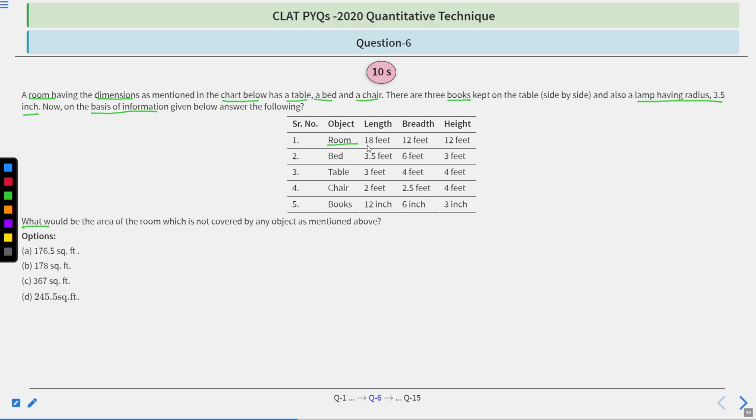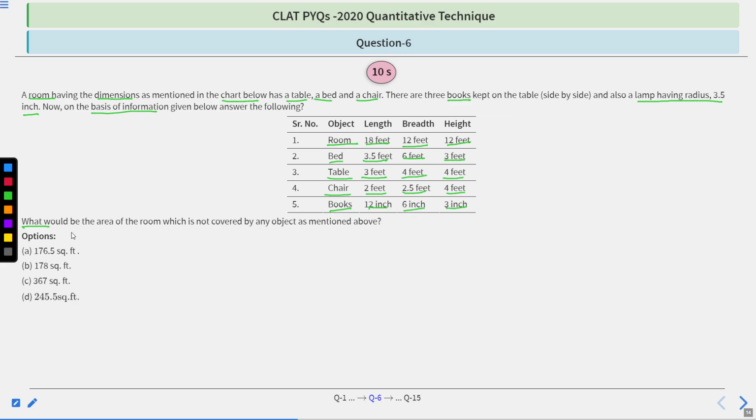Room, length 18 feet, breadth 12 feet, height 12 feet. Bed 3.5 feet length, breadth 6 feet, height 3 feet. Table, length 3 feet, breadth 4 feet, height 4 feet. Chair, length 2 feet, breadth 2.5 feet, height 4 feet. Books, 12-inch length, 6-inch breadth, 3-inch height.